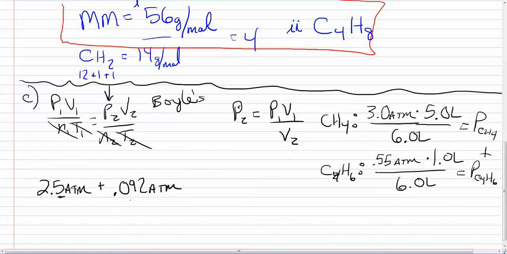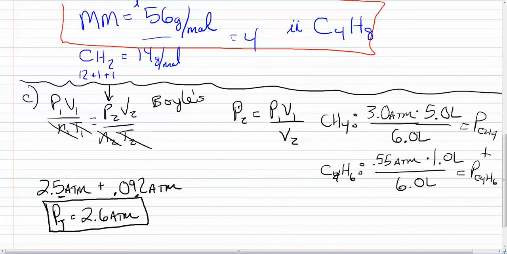Now watch your sig figs here. Tenths, hundredths. So this 9 is actually going to affect this very little, and we're going to end up with a number that looks like 2.6 ATM for P total inside the flask after the stopcock has been opened. Awesome. Okay, so that's C in a nutshell. And you can see there's a lot left.